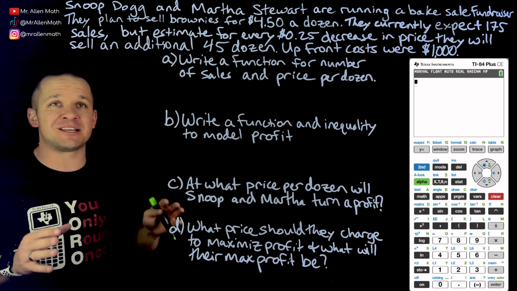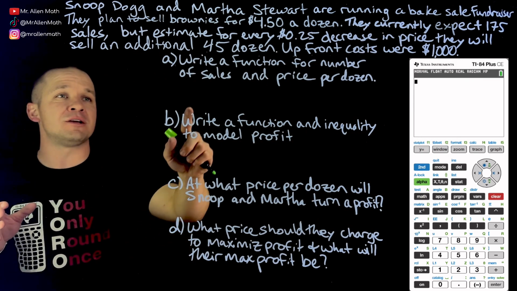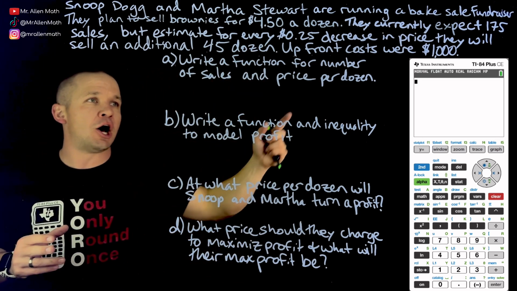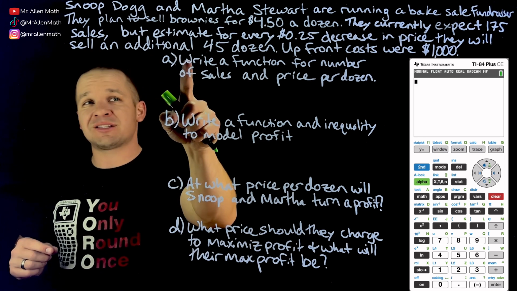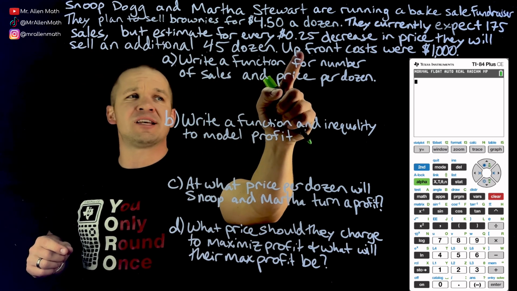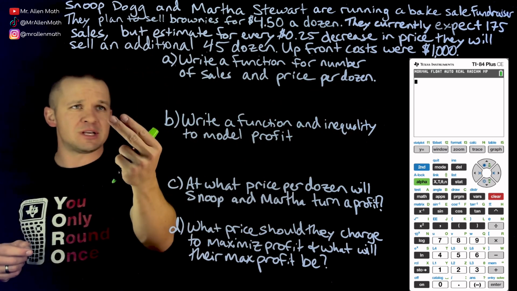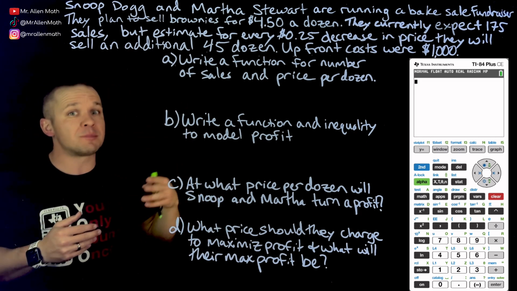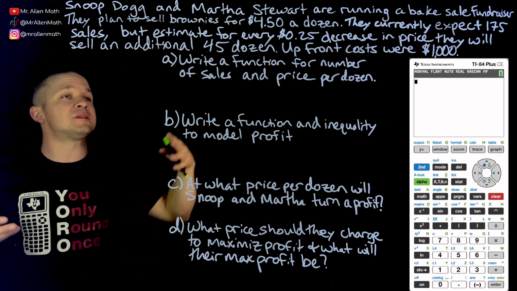They are running a bake sale fundraiser and they plan to sell brownies for $4.50 a dozen. Now, they currently expect 175 sales, but they estimate that for every 25-cent decrease in price, they will sell an additional 45 dozen. Right, that makes sense. If I decrease my price, I'm going to sell more. If I decrease it even more, I'm going to sell more.